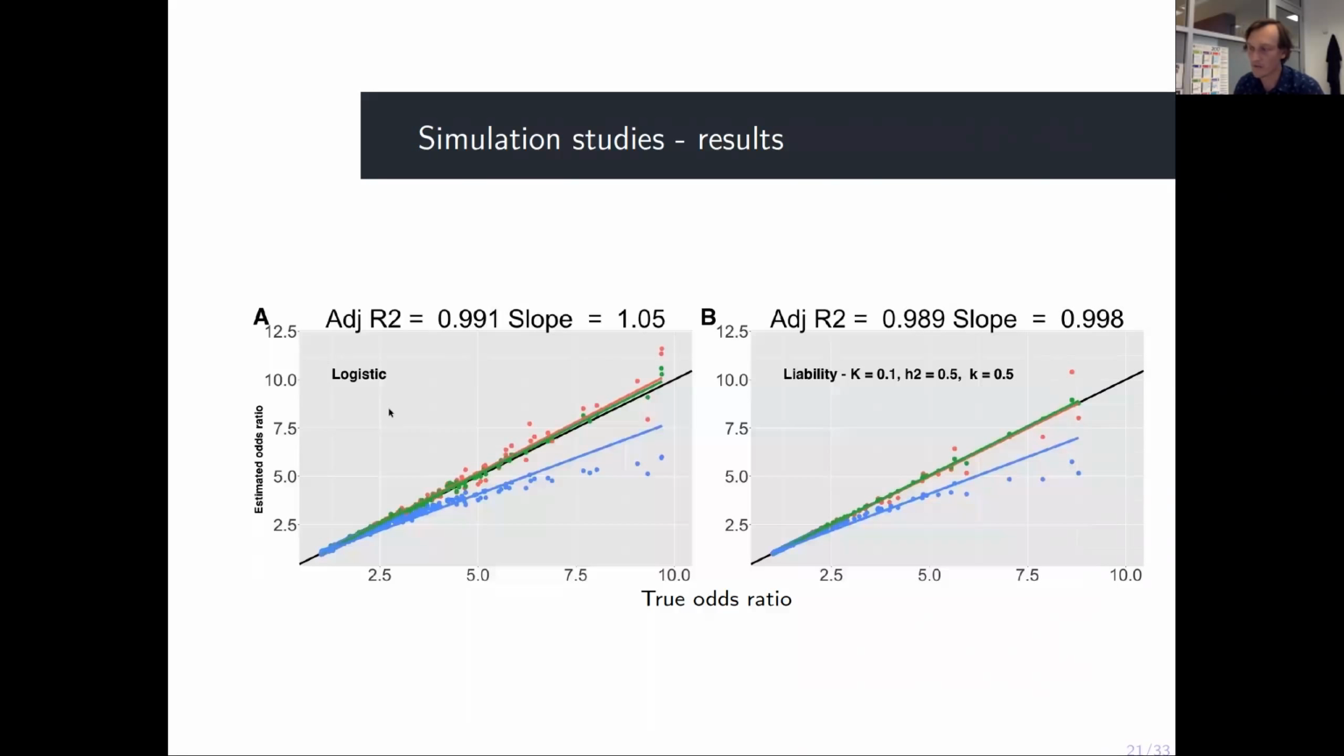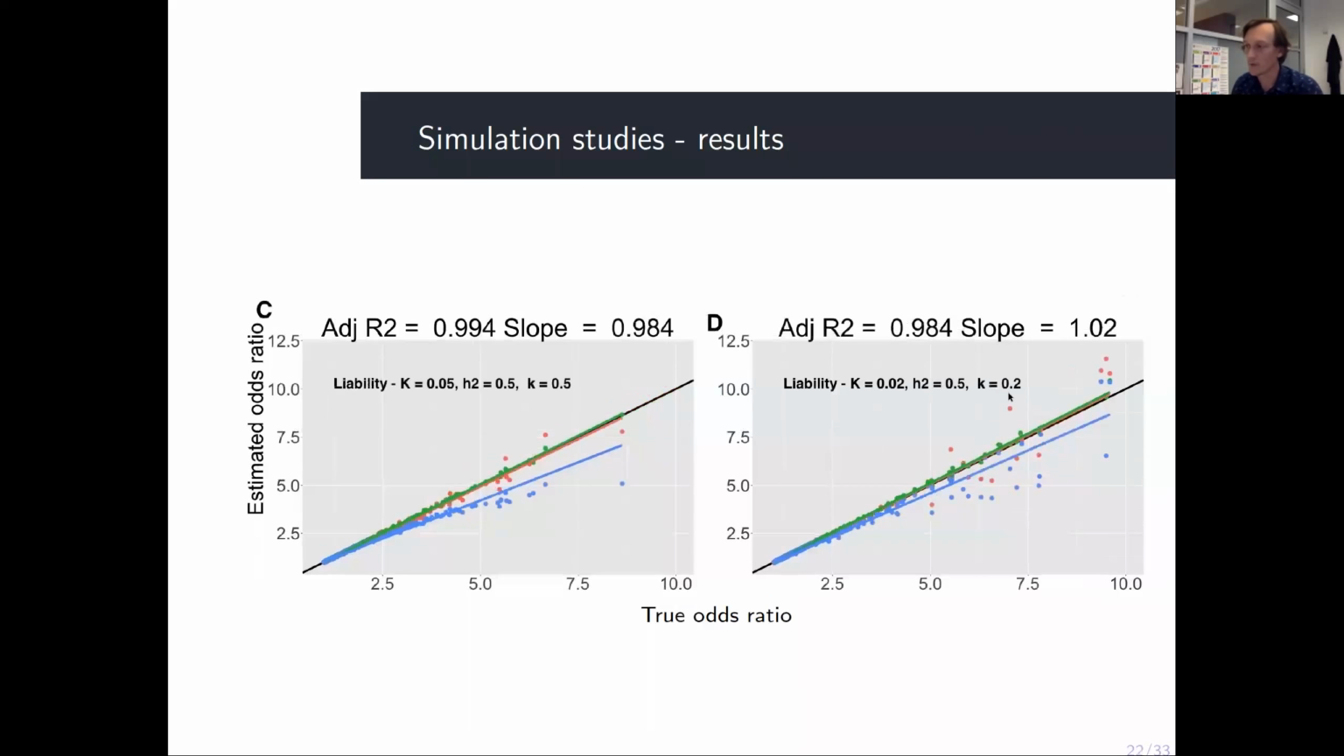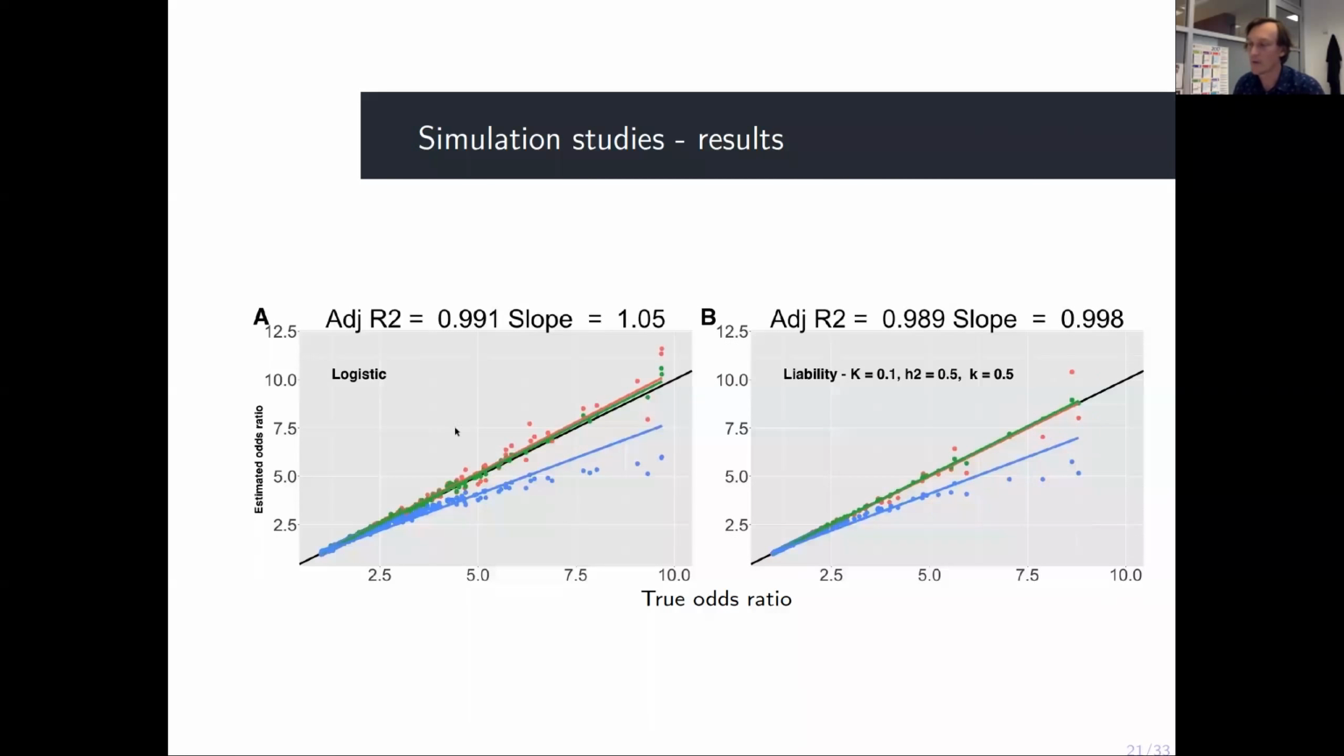Here are the results from the first logistic regression in the JIRA data set, and here the first liability threshold model simulation. You can skip through to see that across the different liability threshold model simulations, the results themselves don't change a whole lot. The slope and adjusted R-squared are usually very high, and it appears that Pirinen's method tends to systematically underestimate the effect once it gets past 2.5 to 3.